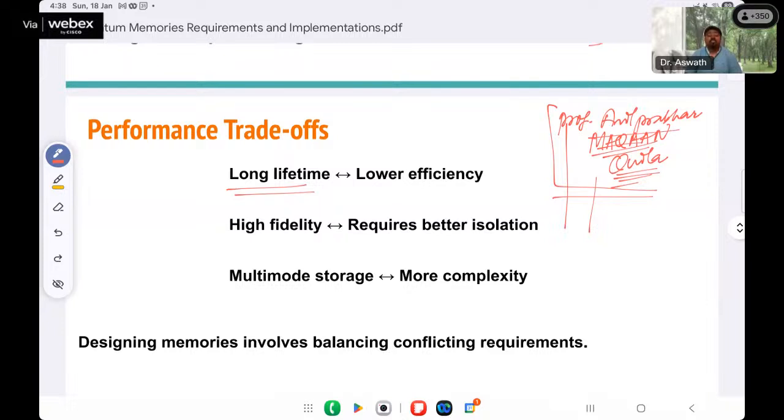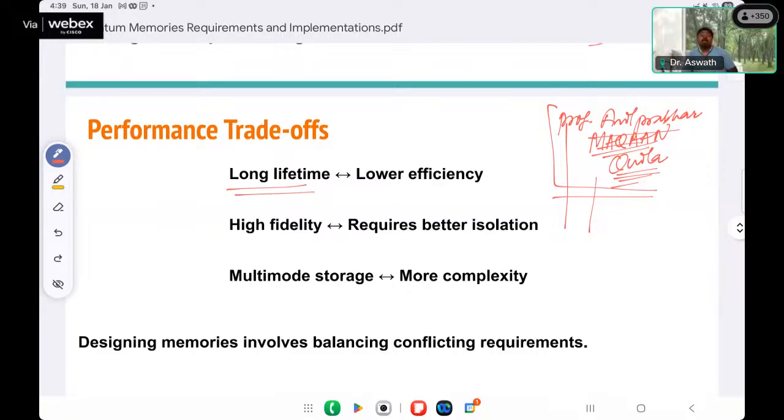High fidelity means I have to have the information intact as it travels. But if I have to do it, I have to enclose the qubit so as not to interact with the noise, not to interact with the surroundings. Which means I'm sealing it completely. For high fidelity, I have to seal the entire system, not to interact with the surroundings. I have to seal so much that I cannot interact with it later. So high fidelity requires better isolation. Better isolation stops me from interacting frequently with it, which means I am confined, my hands are tied.